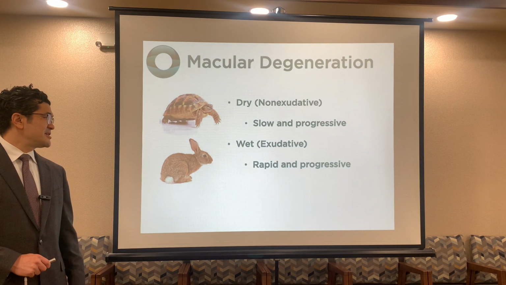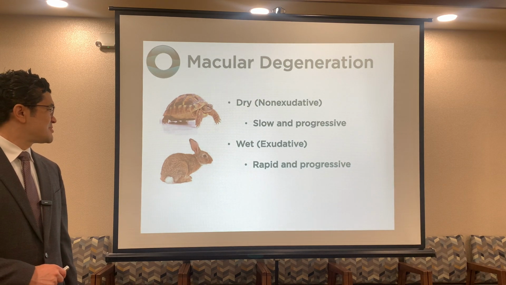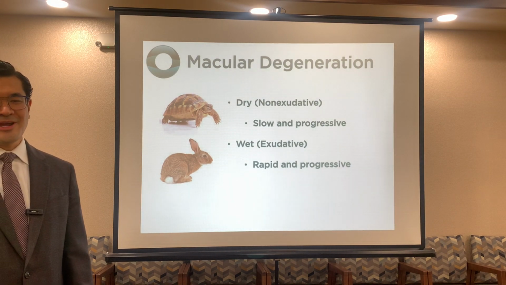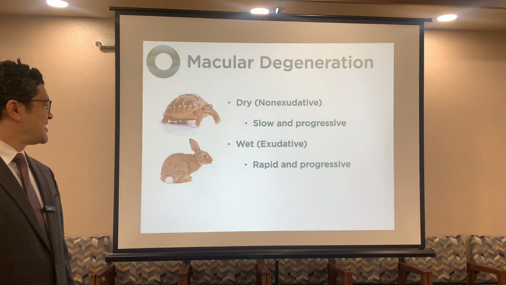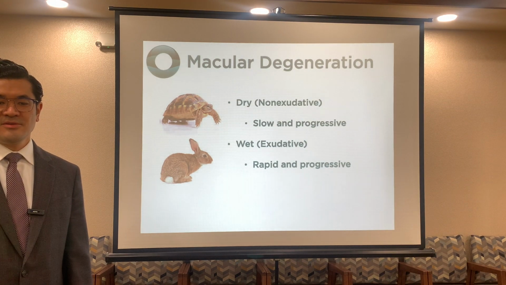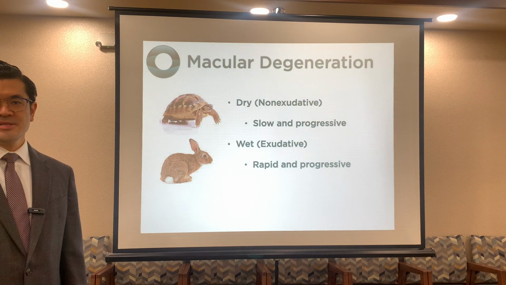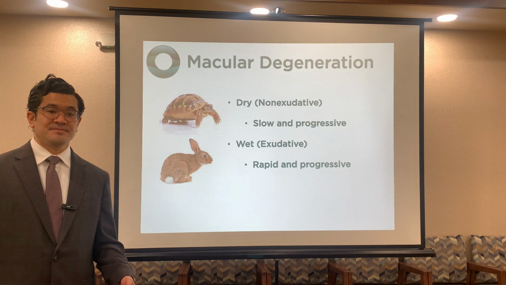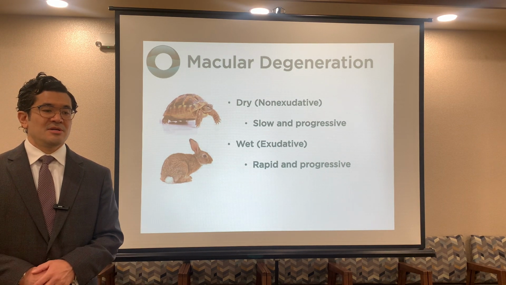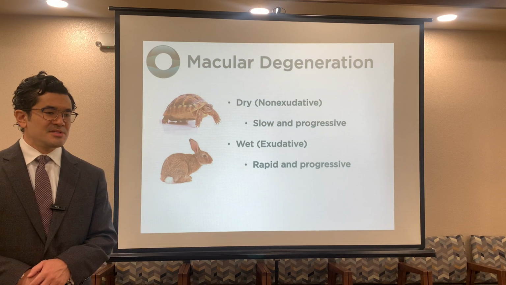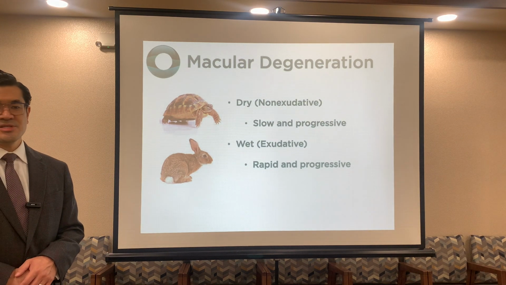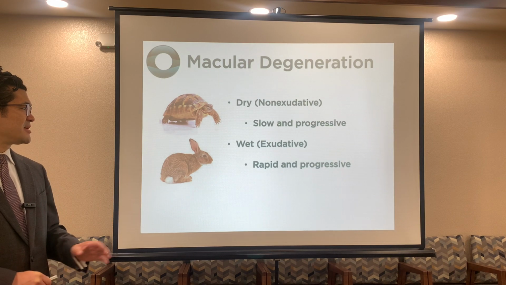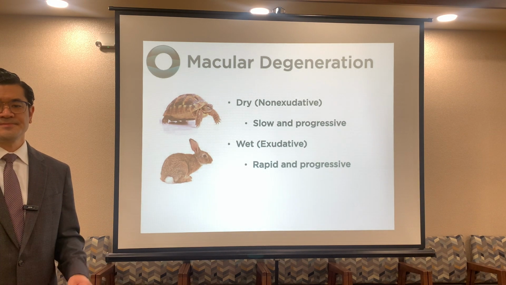The wet type is rapid and progressive, so that's why we have a picture of the rabbit. It can happen quickly, even overnight, even within a few days, to rapidly cause a decline in vision. And we distinguish the two both on prognosis and expected natural history, and also on treatment, because the two are treated slightly differently.